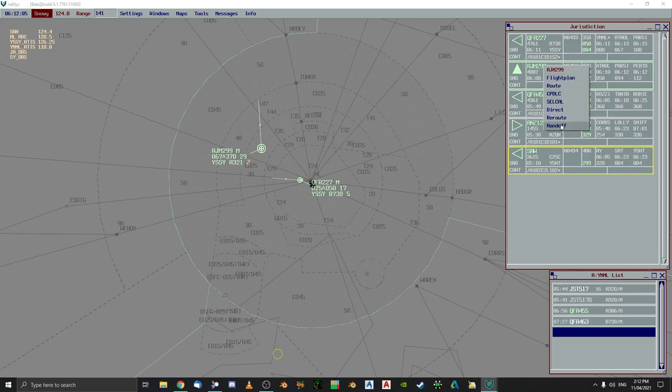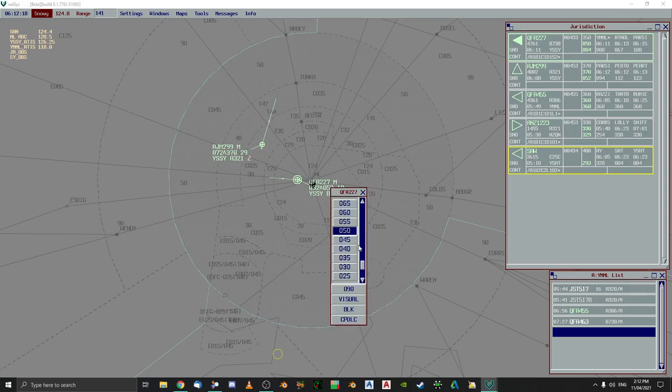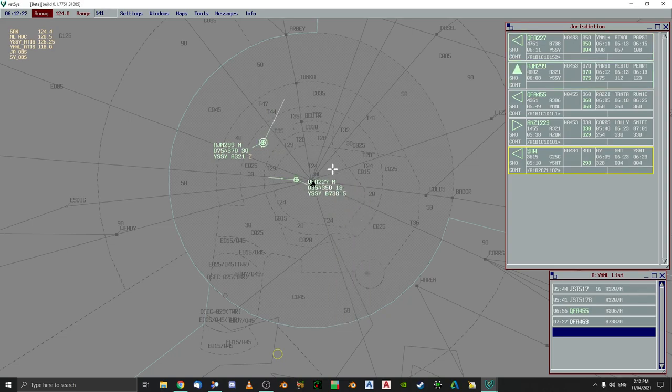Not sure what that. Melbourne Center, g'day, Qantas 227, climbing passing 3000. Qantas 227, g'day, Melbourne Center, climb to flight level 350. Climb flight level 350, Qantas 227. Alpha Juliet Mike, cancel SID, track direct to Docel planned route. Track direct to Docel and then planned route, Jamaica 299.